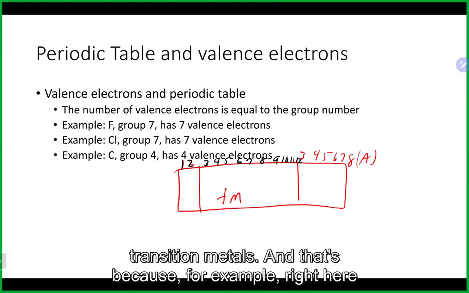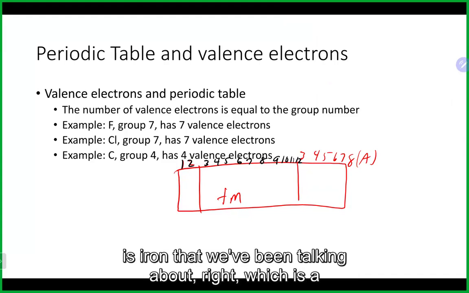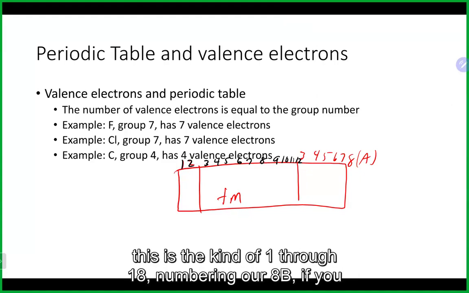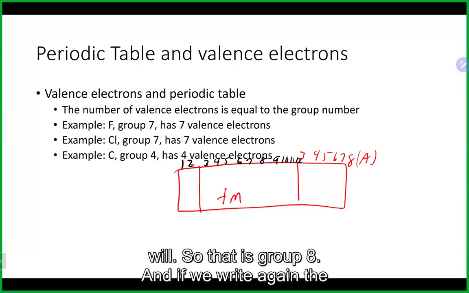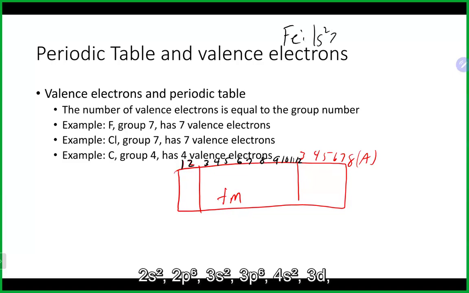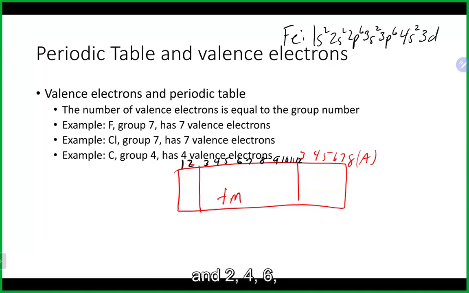That's because, for example, right here is iron that we've been talking about, which is a transition metal. It is group number 8, not that 8. So this is the 1 through 18 numbering, or 8B, if you will. So that is group 8. And if we write again the electron configuration for iron, as we saw, it is 1s2, 2s2, 2p6, 3s2, 3p6, 4s2, 3d6.